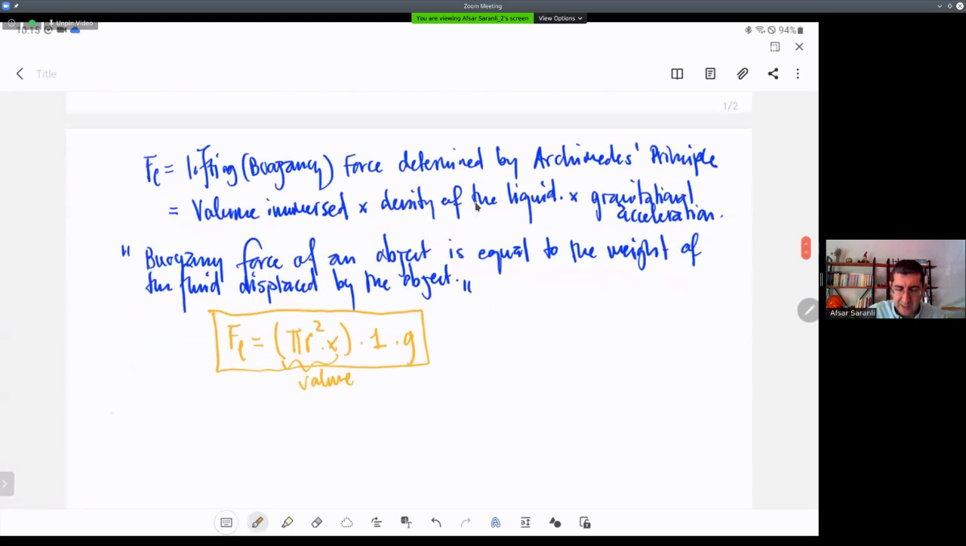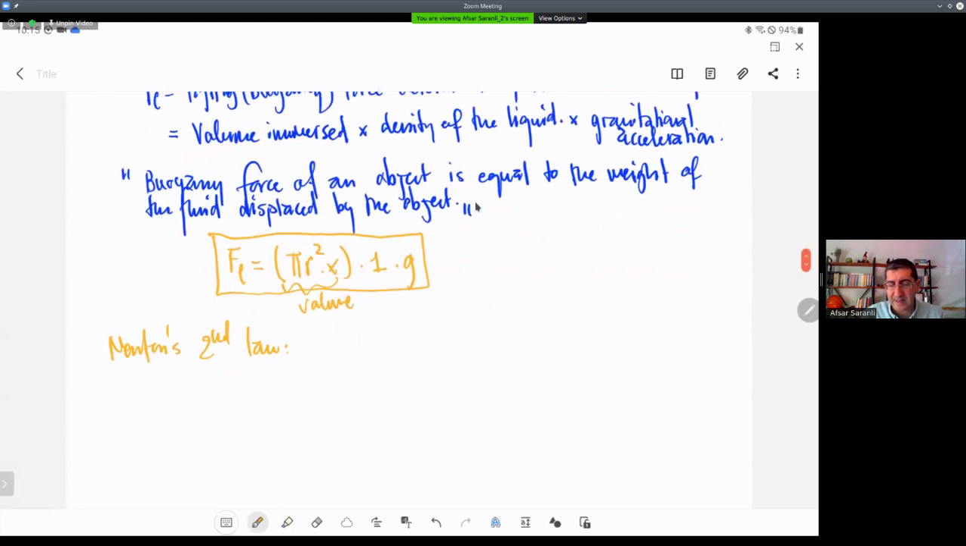So Newton's second law can be applied. So net force acting on the object has to be equal to the mass times its acceleration.